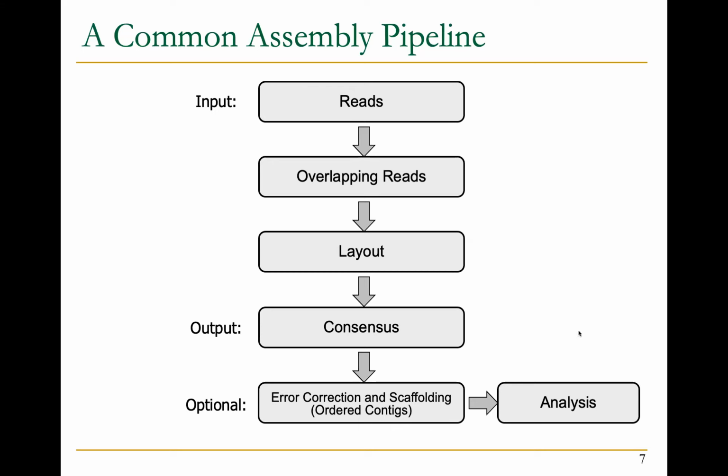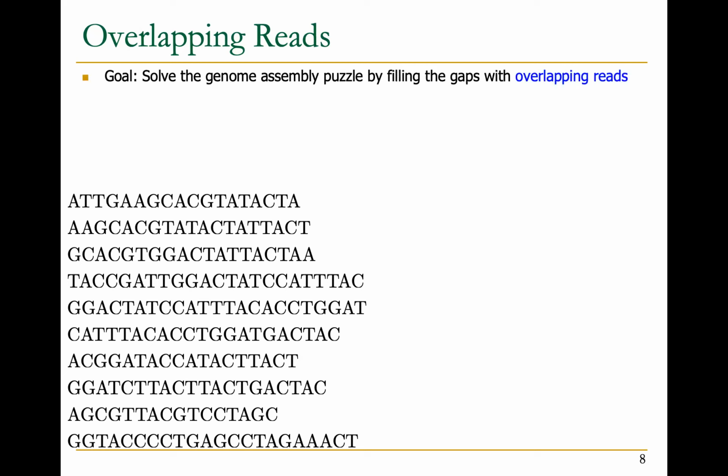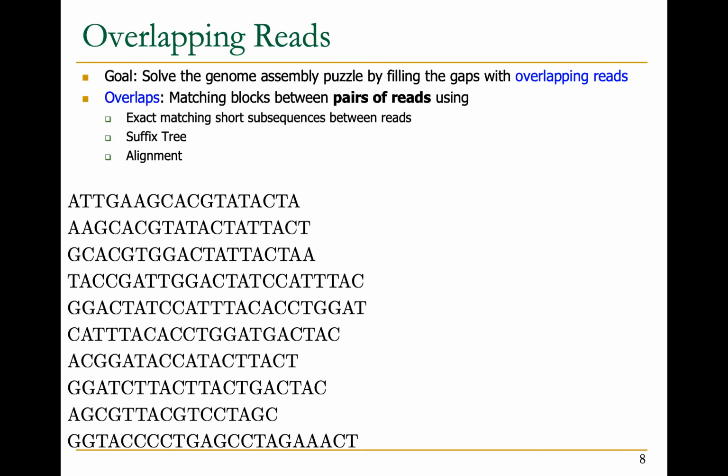I'll continue. So a common assembly pipeline starts with reads, and then next it basically performs the overlapping of reads, as I also showed in the previous slide. So let's see how it happens. Sequencing technologies produce reads, fragments of the genome. We don't know the relative order between them. And our goal is to solve the genome assembly puzzle by filling the gaps with overlapping reads, right? And overlaps are essentially matching blocks between pairs of reads.